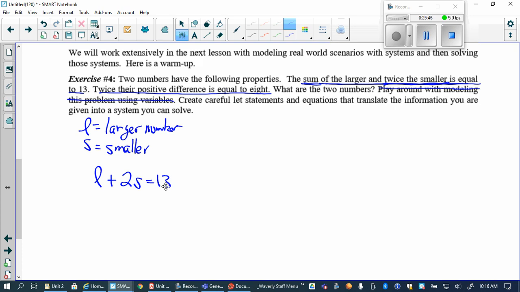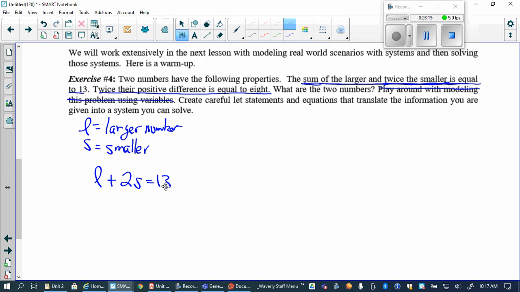Twice their positive difference. Why would they point out positive difference? First of all, what does the difference mean? If you have a larger number and a smaller number, you want to get the difference. Is there a wrong way to subtract it? There's one way you could get a positive and the other way you could get a negative. If you do the smaller minus the larger, the result will be negative, right? So they want the positive, so we have to do the larger minus the smaller.